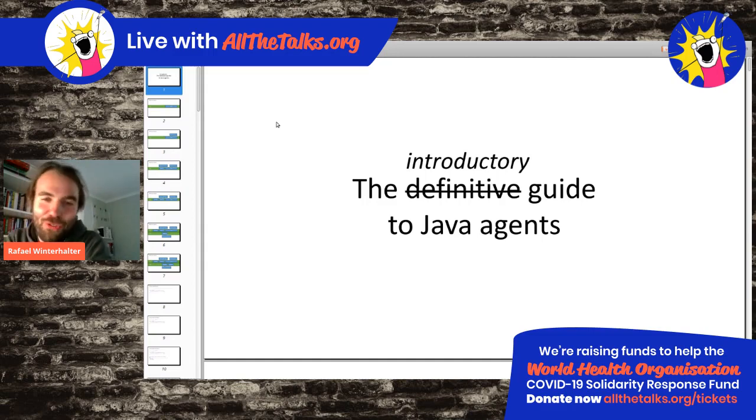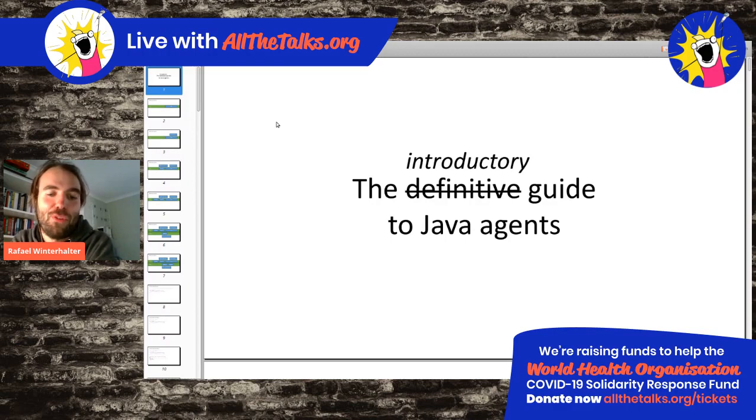I'm giving a talk I was supposed to give pretty soon, again, about Java agents, which is what I work with the most. I'm the author behind a library called Byte Buddy, which is mainly meant for code manipulation and generation, and also for Java agent generation. And what I want to do today with you in this half an hour, as you see from the title, I can't do the definitive guide to Java agents, but an introductory one.